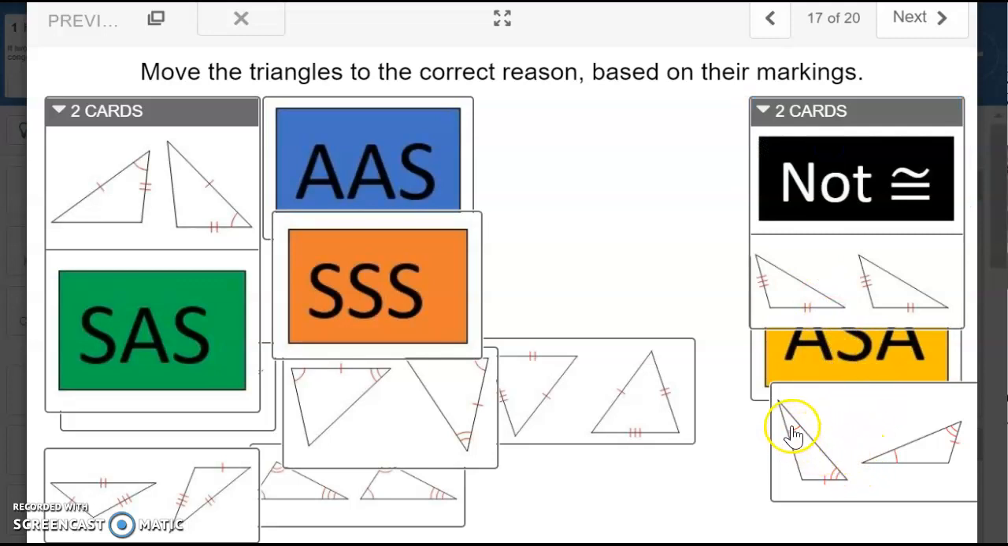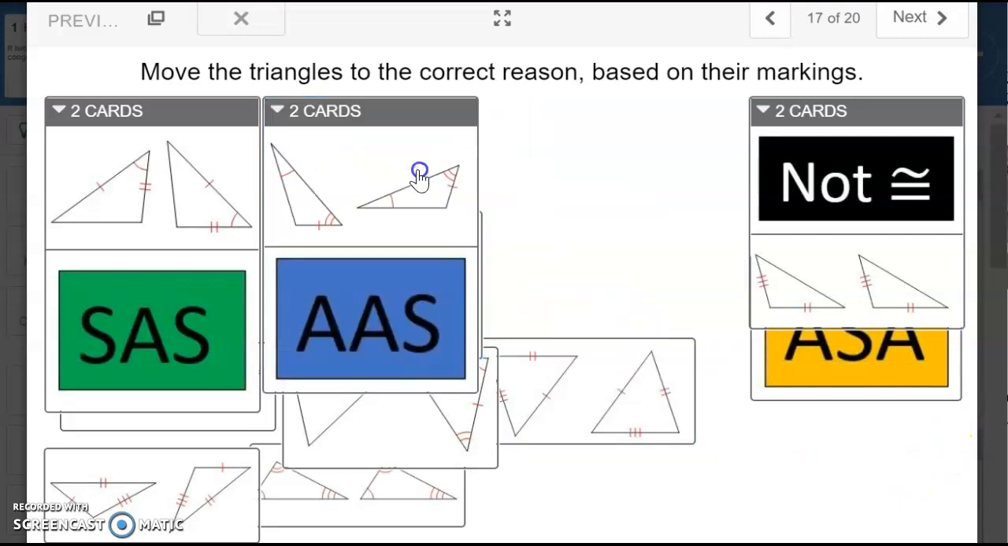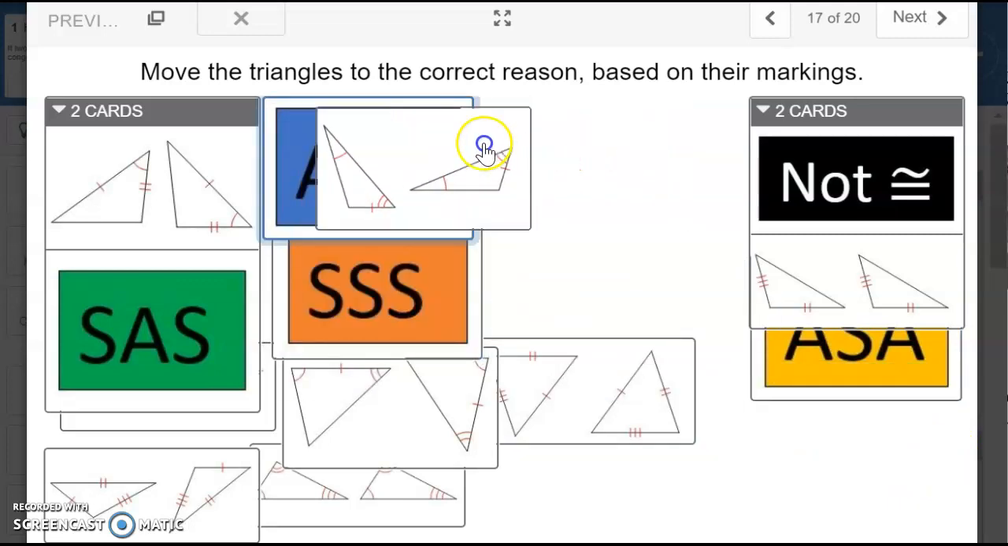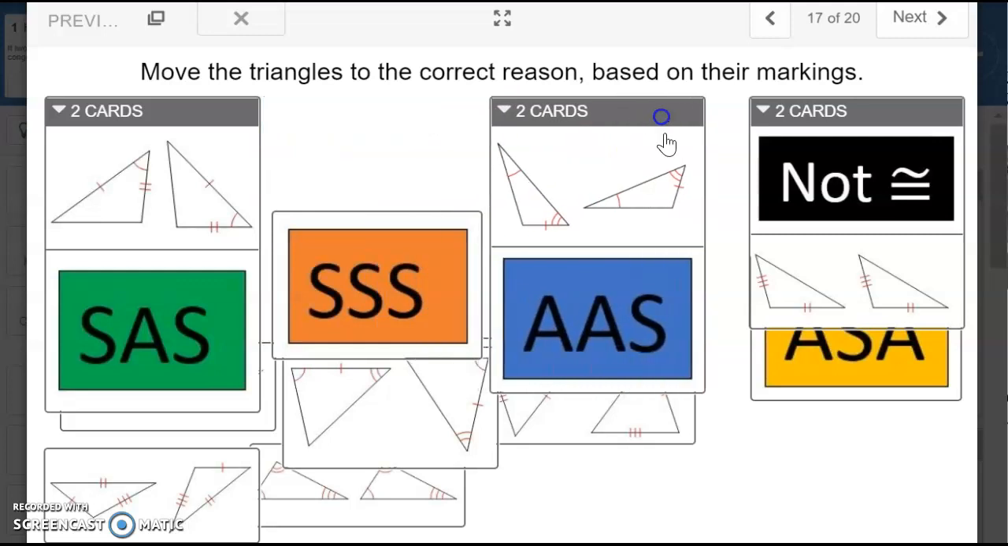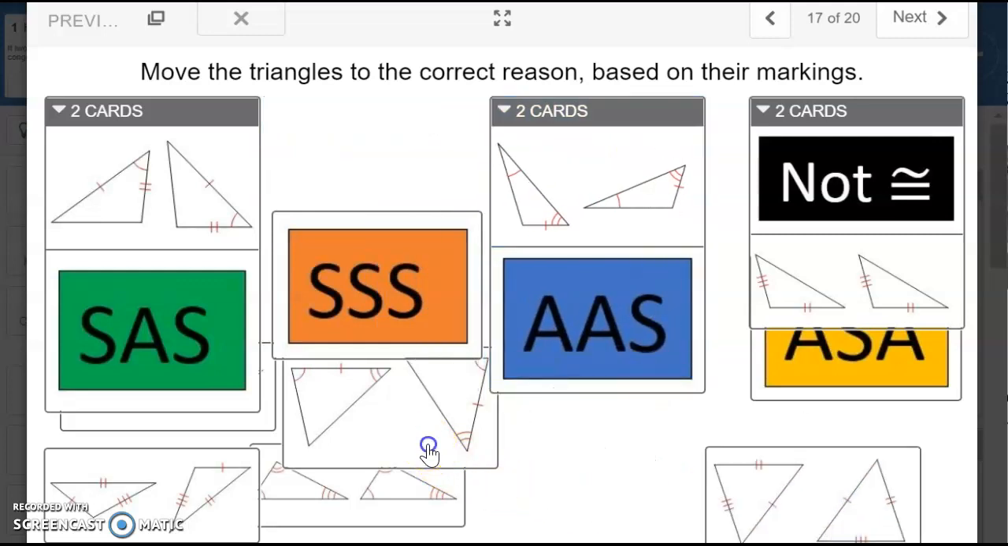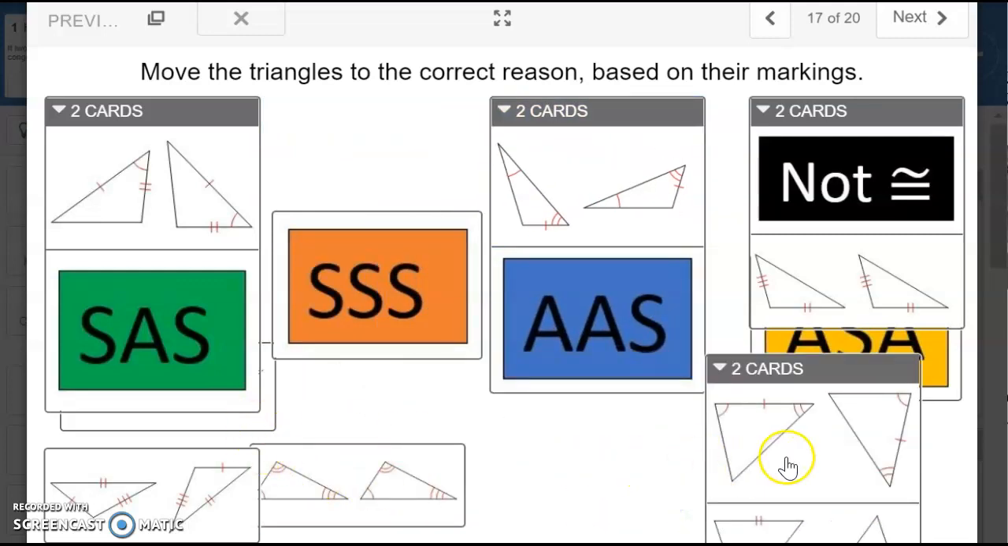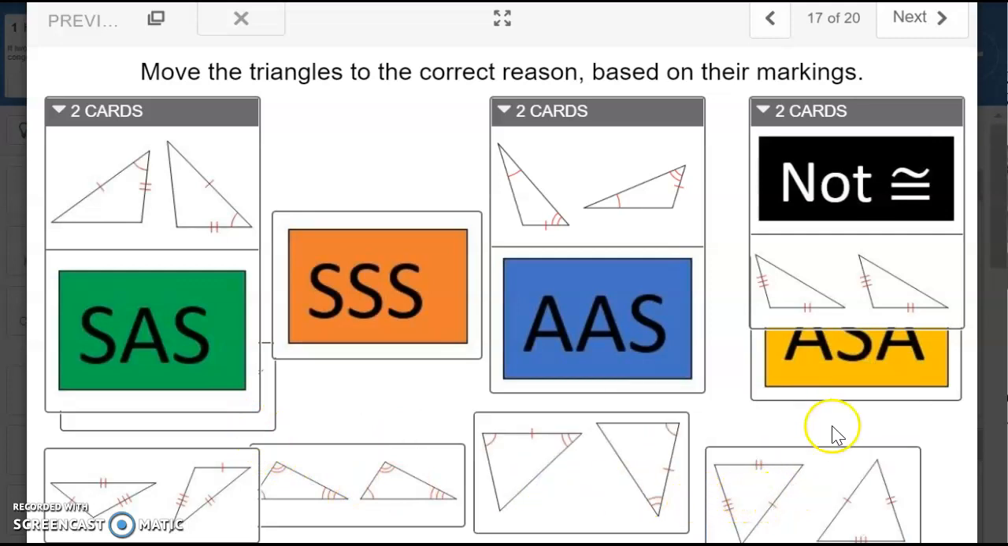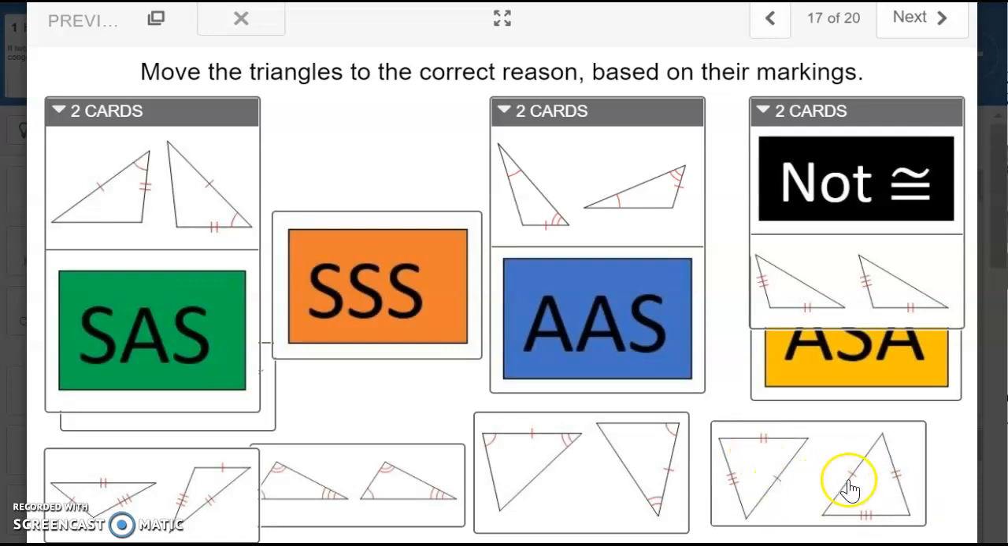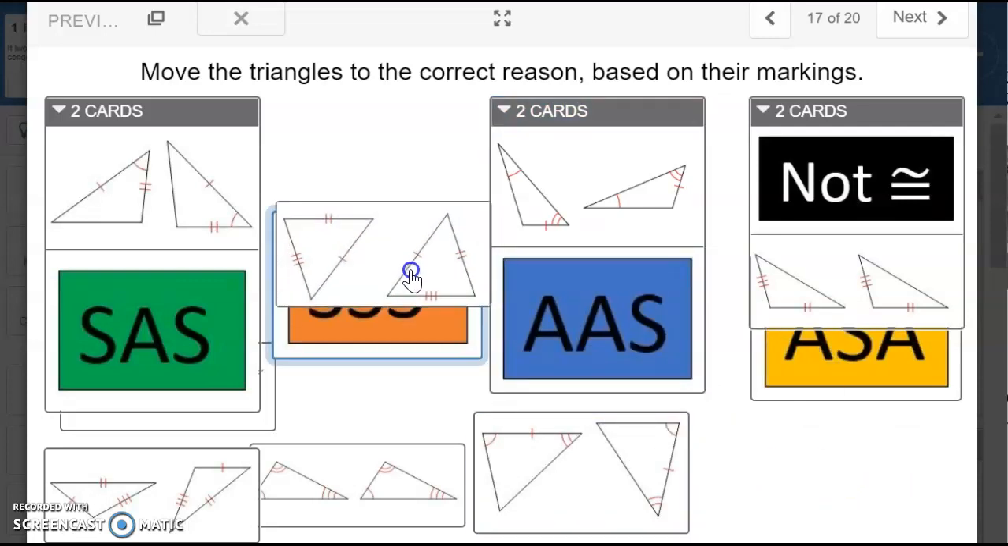What do we have here? We have angle, angle, and the side. So it is AAS. Oops. Let me just bring them out. What do we have here? We have one pair of sides that are congruent, another pair of sides congruent, and a third pair of sides that are congruent, so it's side, side, side.